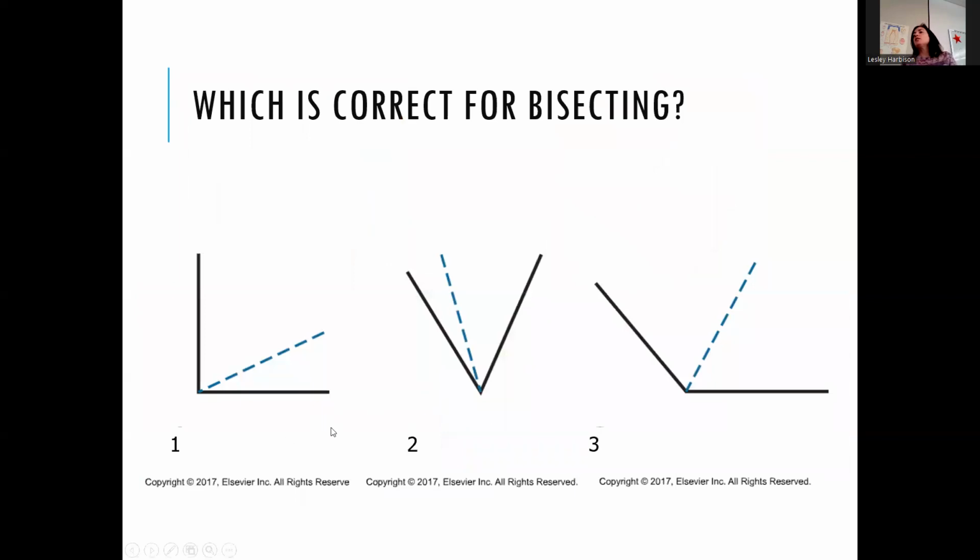So which one of these, 1, 2, or 3, is the correct bisector? Or which one is the bisector? So 3, yep. 3 is the correct answer, because it cuts it perfectly in half. So it doesn't really matter so much what the angle is. You could have a wider angle or a narrower angle, but the bisector will always cut it in half. It'll always cut it in half equally, right?